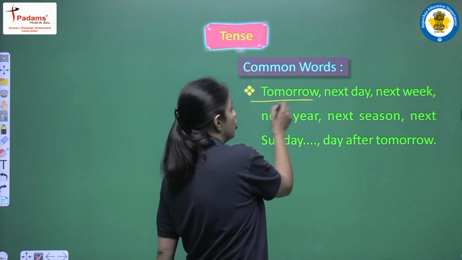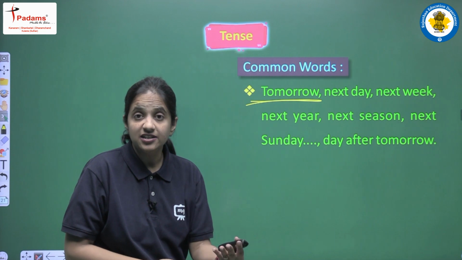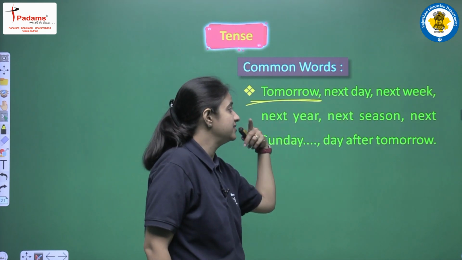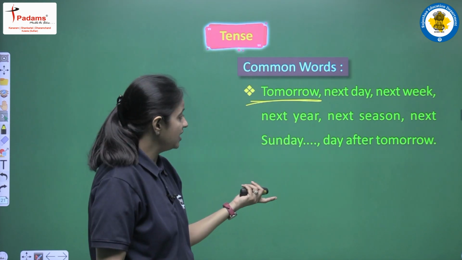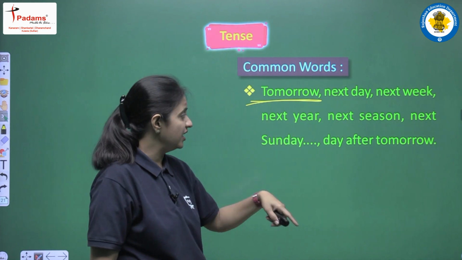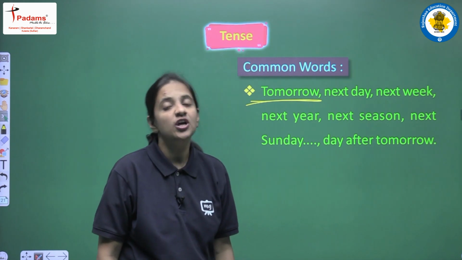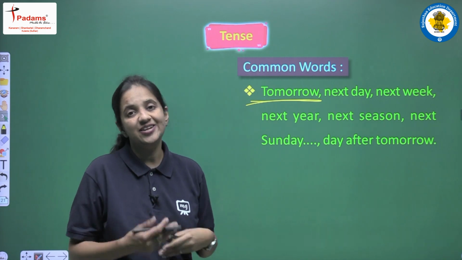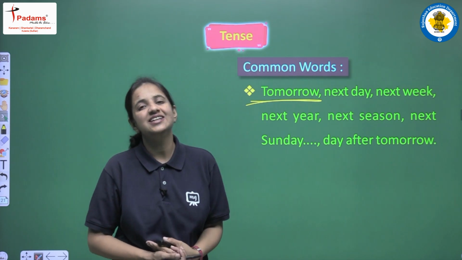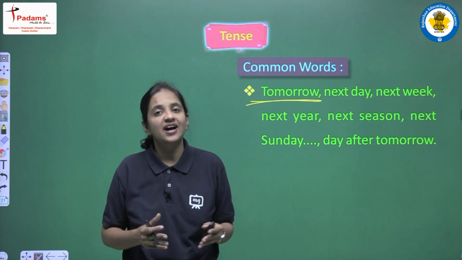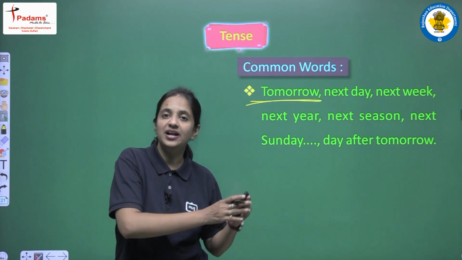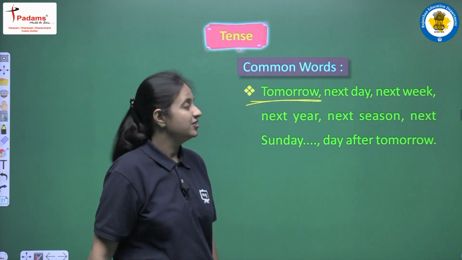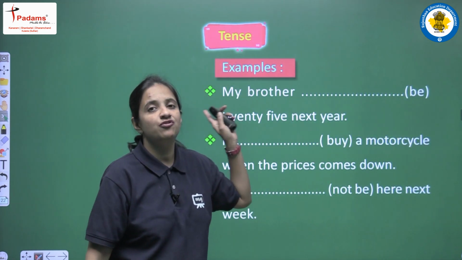Like we are having tomorrow, tomorrow means the next day, right? We are having next day, next week, next year, next season, we can have next Sunday, next Monday, we can have day after tomorrow. So we can have such words, and all these words show some or the other future time, and this is the reason that these are some of the words that are used in future simple tense, because all these words show future time. Clear? So now next we are having some of the examples.